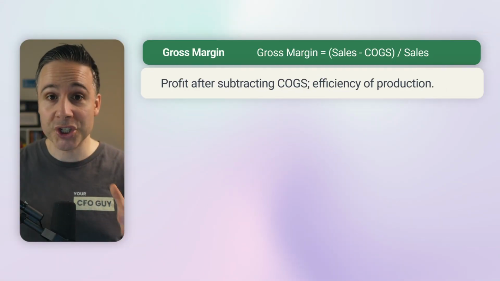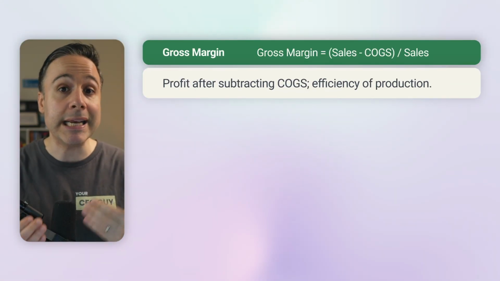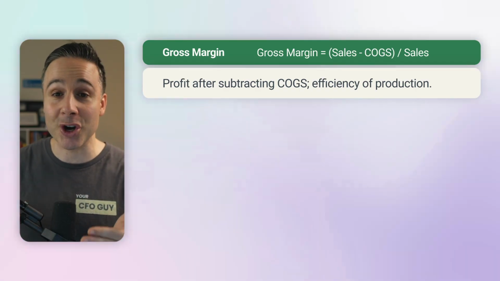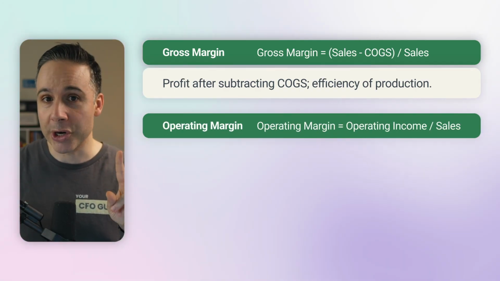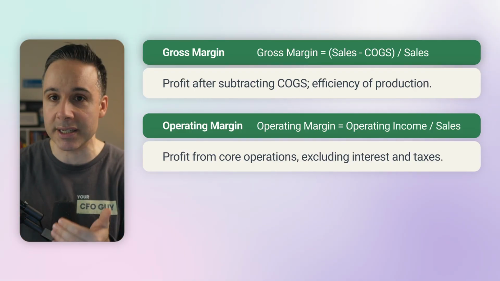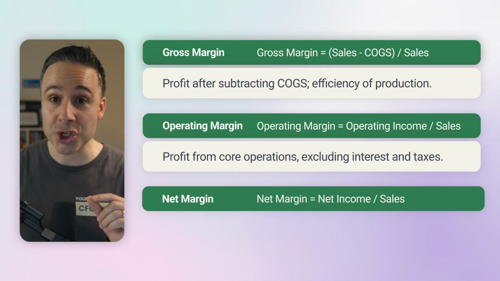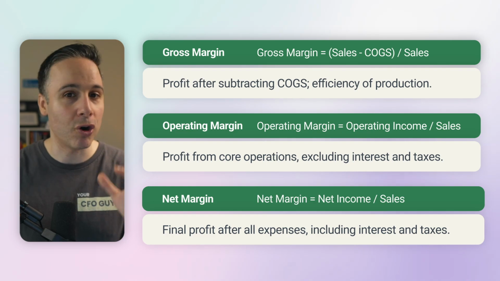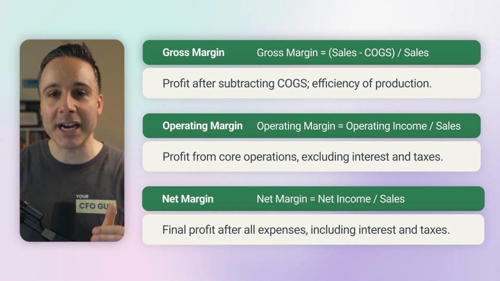Gross margin, which tells you the percentage of profit on each sale after subtracting out your cost of goods sold. Operating margin, which is your operating income after expenses divided by sales. And finally, your net margin, which is your net income after all expenses and income divided by sales. These margins give you incredible insight into how efficiently you're running your business.